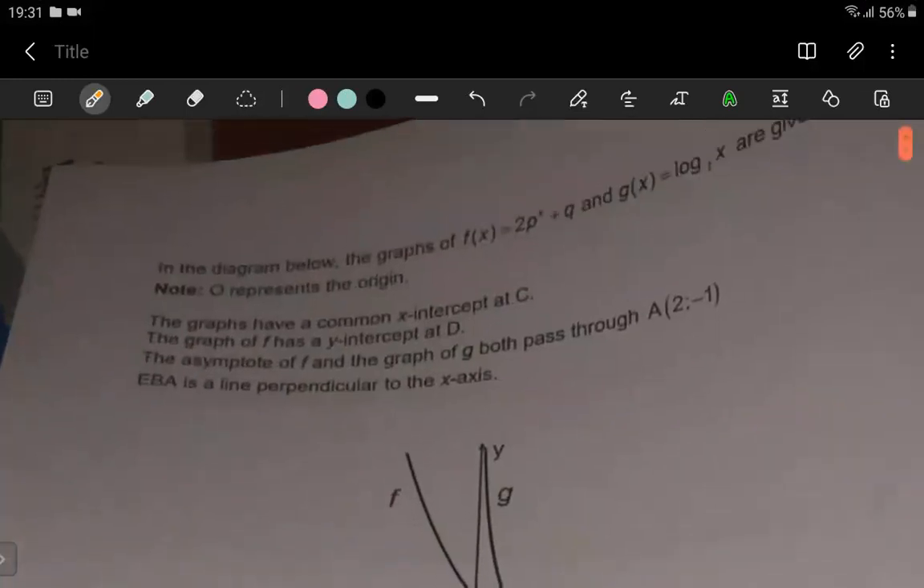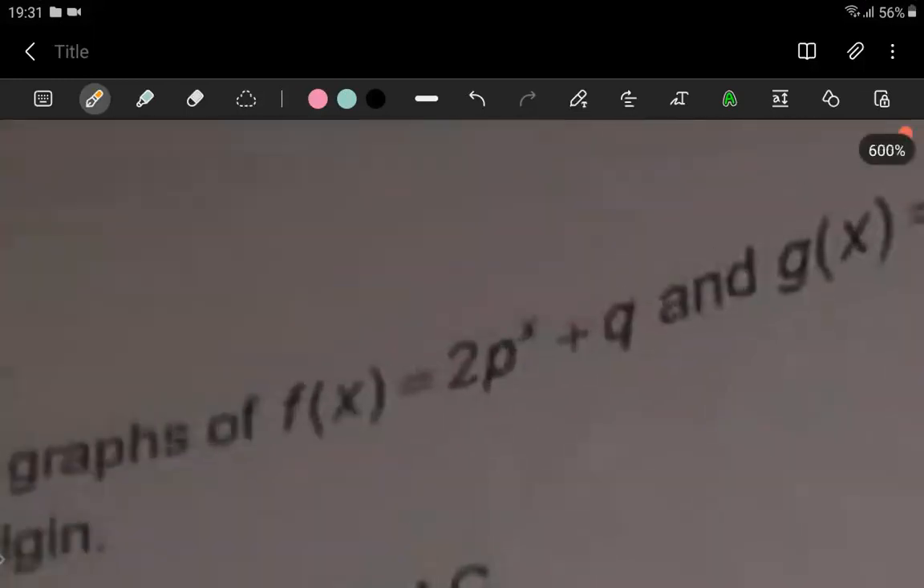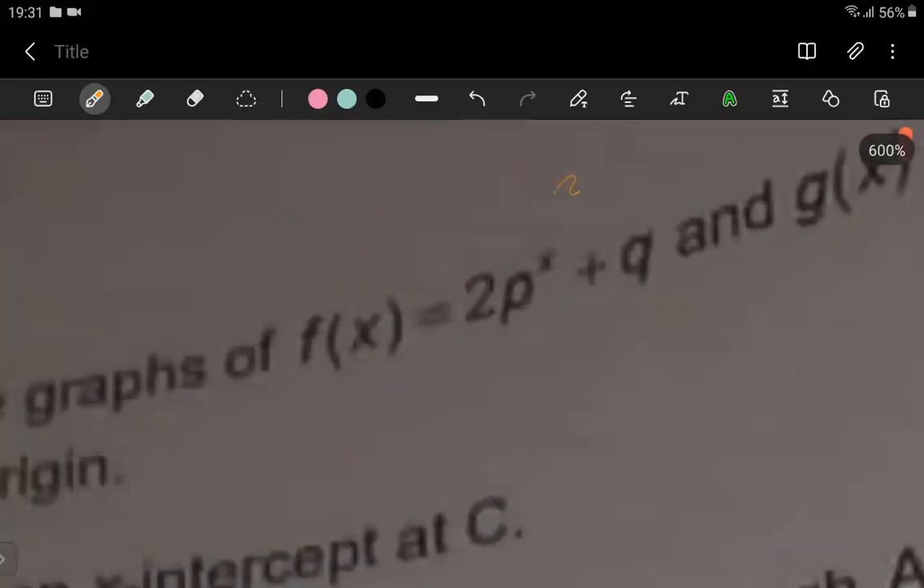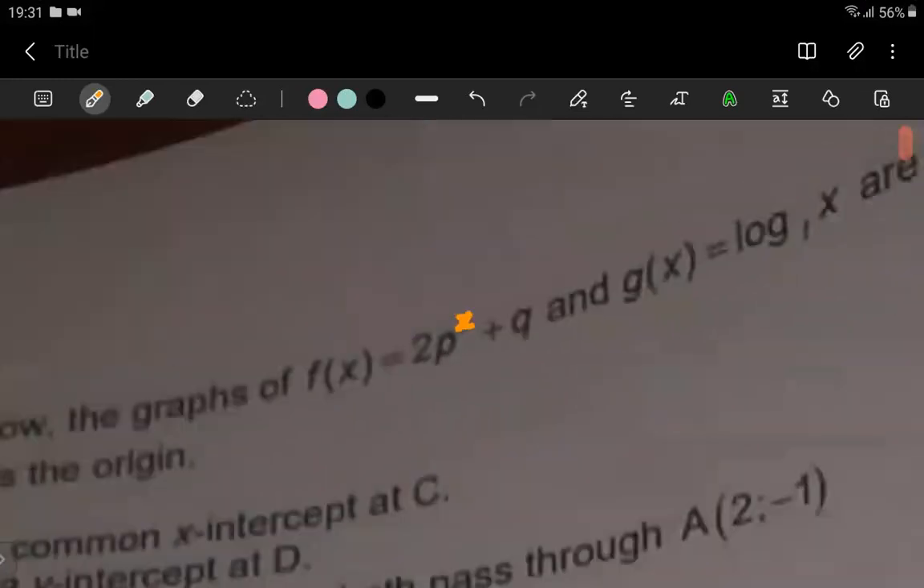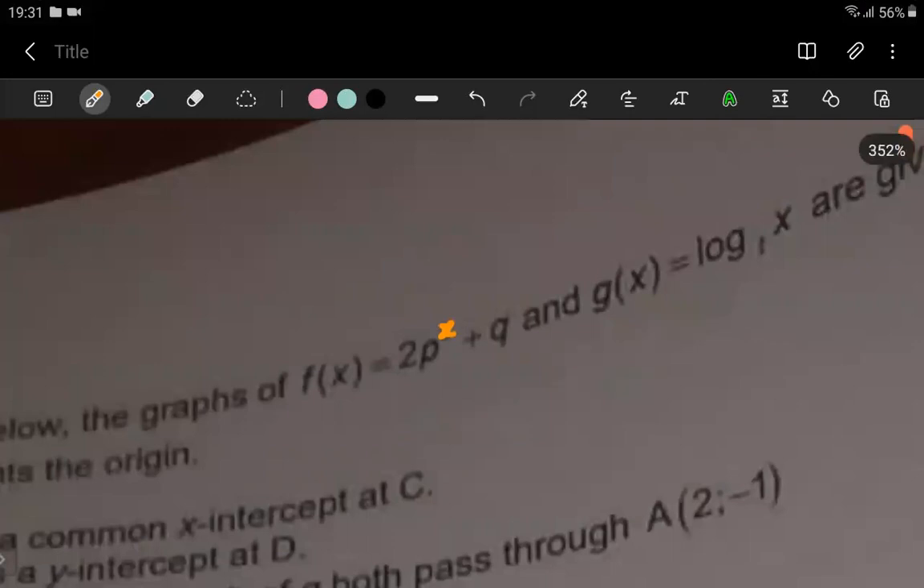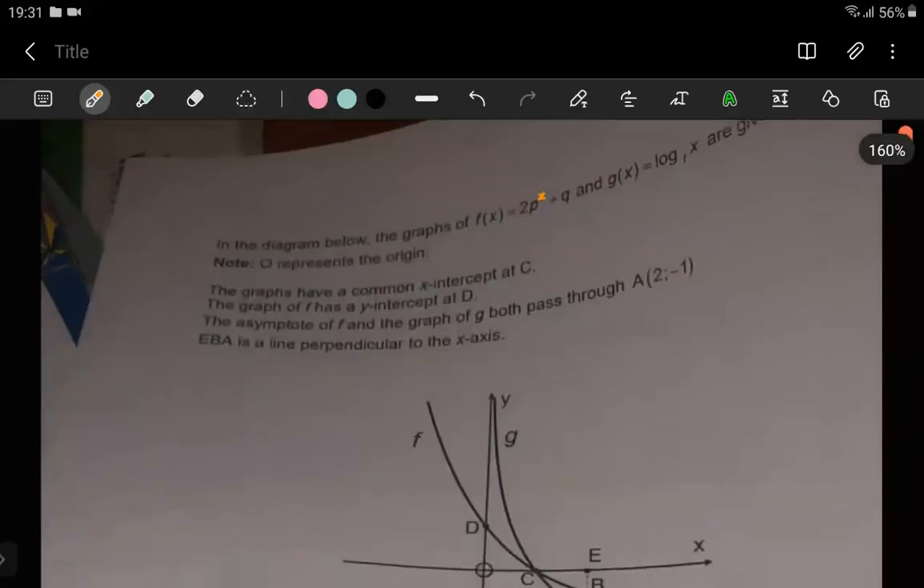So they've given us these two equations. One of them is an equation of an exponential graph because x here is in the exponent position. The other one is a log graph. A log graph and an exponential graph are related somehow, because the inverse of a log graph is an exponential graph, and the inverse of an exponential graph is a log graph. So one or the other can be useful.